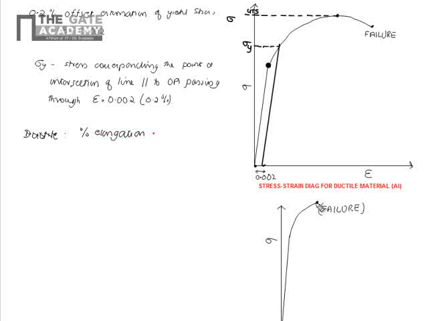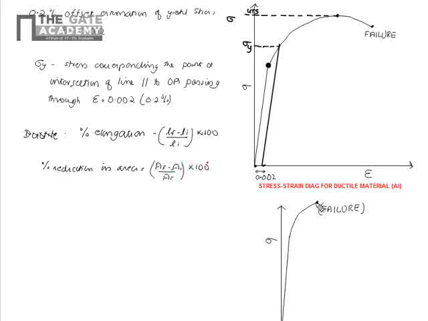Percentage elongation is nothing but the final length minus initial length divided by initial length into 100. And percentage reduction in area is equal to final area minus initial area by initial area into 100.